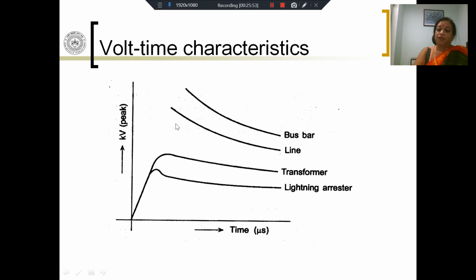And we would like a much higher protective margin for the line or for the bus bar. So the protective margin can be different for different parts of your network, depending upon which part you want to protect more or less.